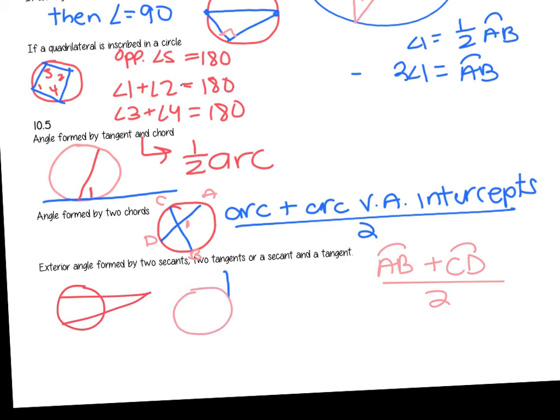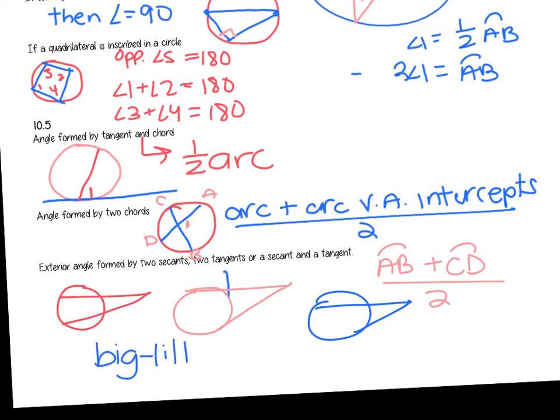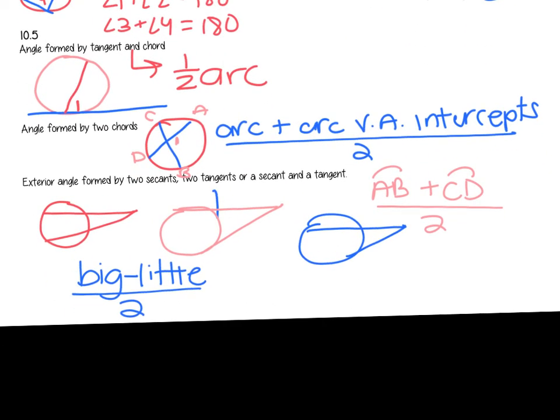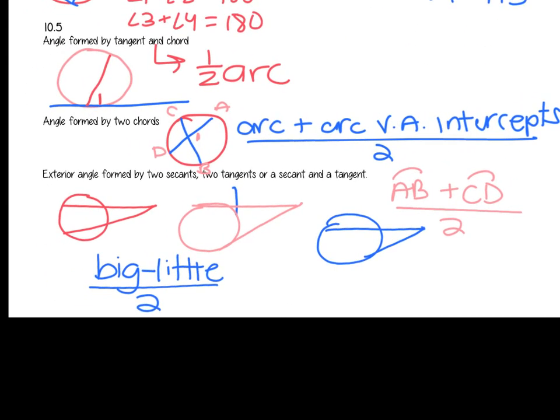And then the last one was two secants, two tangents, or a secant and a tangent. All of them are external angles. And for these, I do the big arc minus the little arc, divided by 2, equals the outside angle.